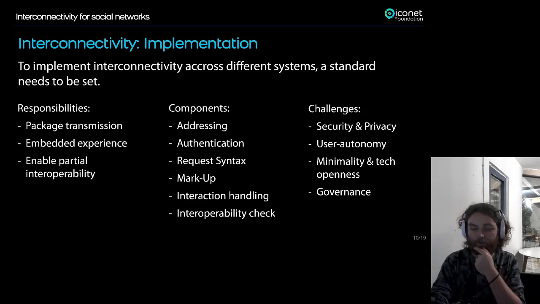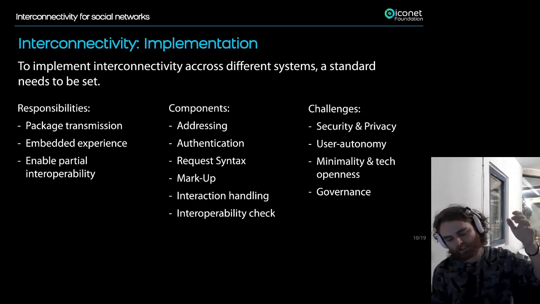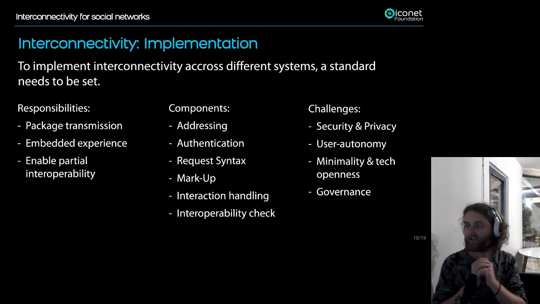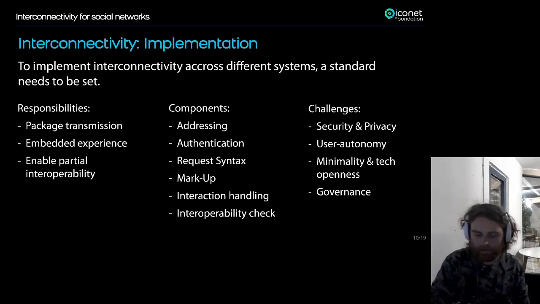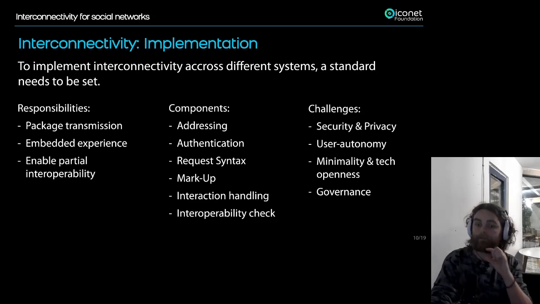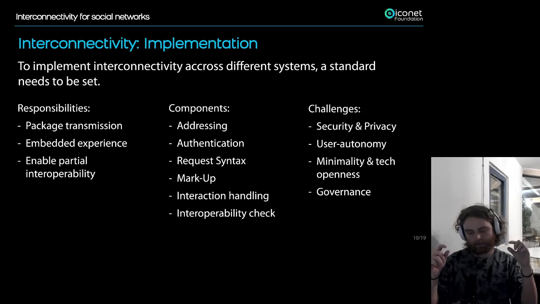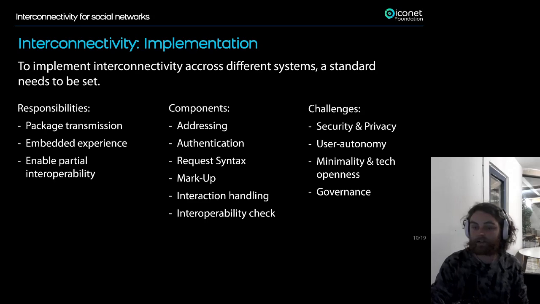And the challenges, of course, are that security and privacy need to stay there. The user autonomy needs to be fully granted. So even if someone initiates a conversation with me from a system I'm not part of, I should not have to accept those standards. Of course, this needs to be ensured, and the standard should be minimal. The less is defined by the standard, the more open each of the networks can be and vary from each other.